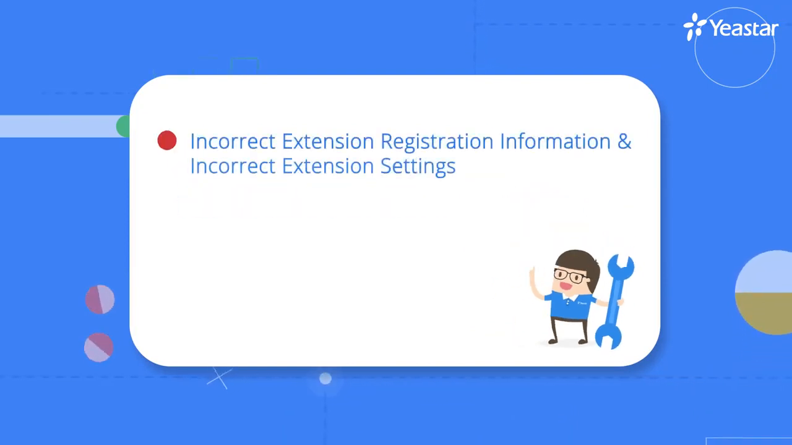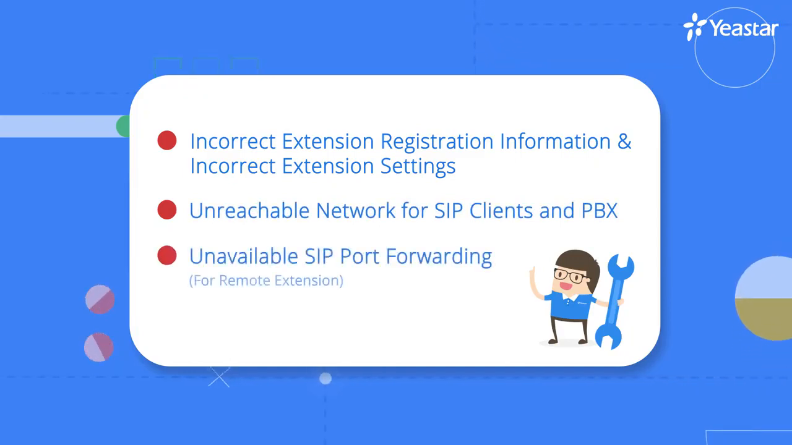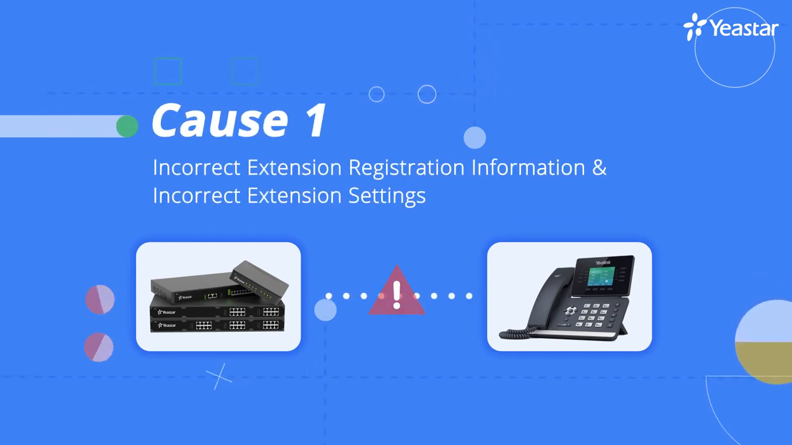Number 1, incorrect extension registration information and incorrect extension settings. Number 2, unreachable network for SIP clients and PBX. Number 3, unavailable SIP port forwarding for remote extension mostly. Well, let's start with the extension registration information.